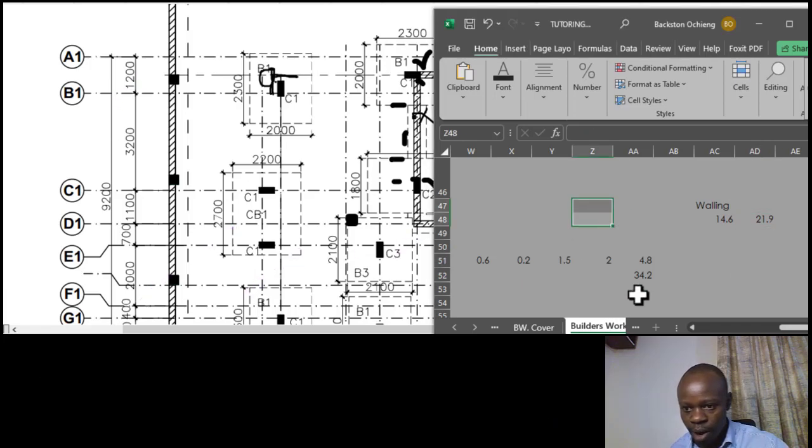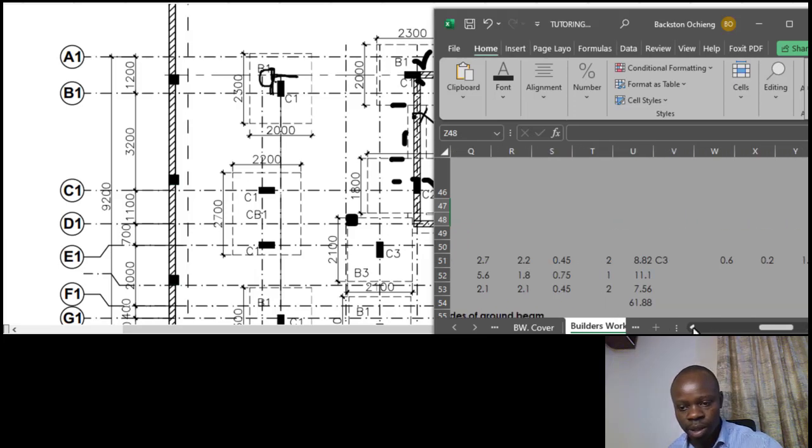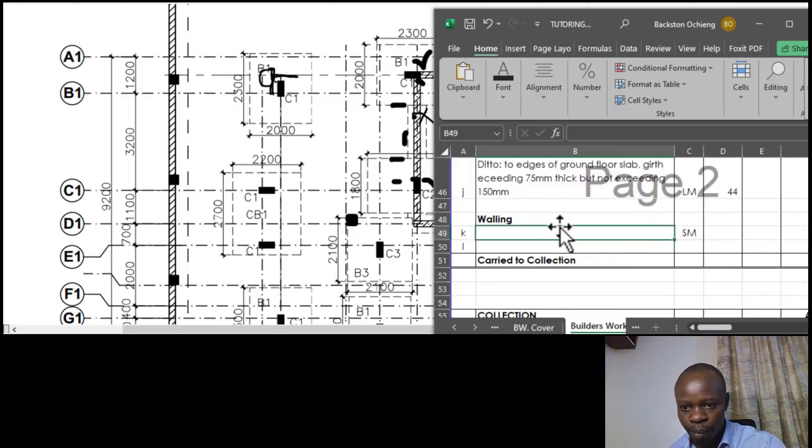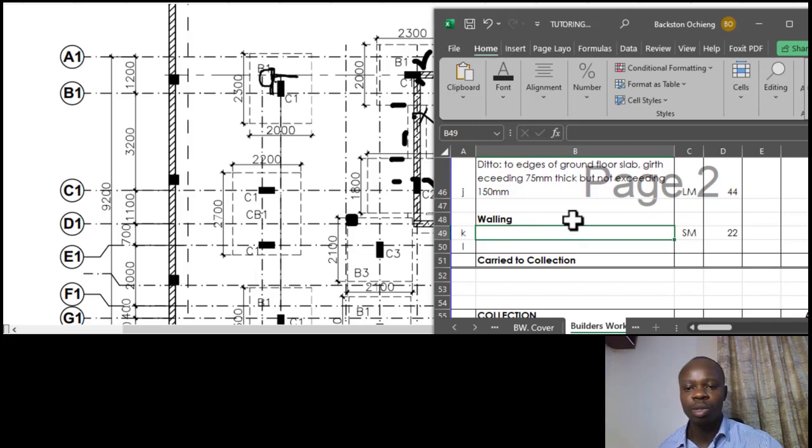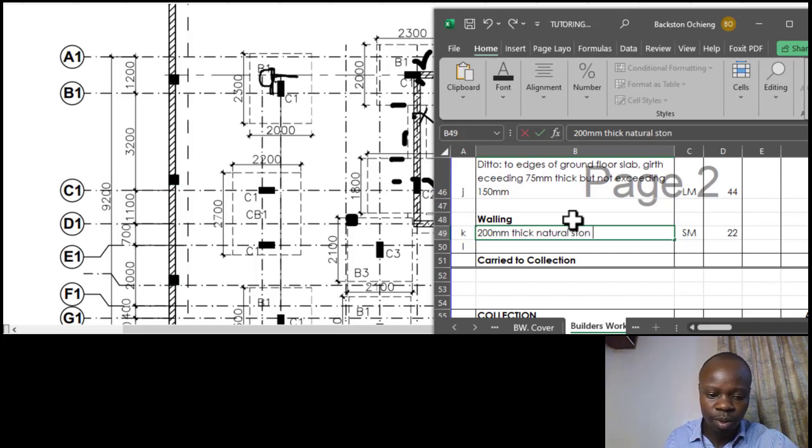So let's fill our bills of quantities. So that is 22 square meters. Alright, so 22 is here, but I would like us to make up a description as usual so that we have a comprehensive bill. Normally when you're making up a description, you start with the thickness of the wall. So it's 200 millimeters thick, natural stone walling in cement. So basically you just describe how you are making up that particular wall.